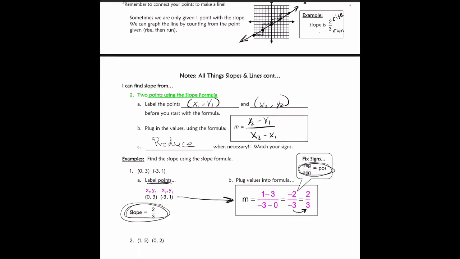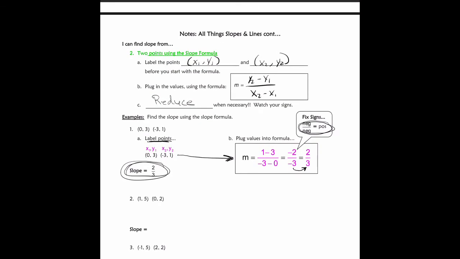All right. So let's look at doing an example together here. So I have my 2 ordered pairs. I have the point 1, 5 and 0, 2. So I'm going to start by labeling. So we have x1, y1, and x2, y2. Now I'm going to plug into my formula. Okay, so y2 is 2, y1 is 5, x2 is 0, x1 is 1.